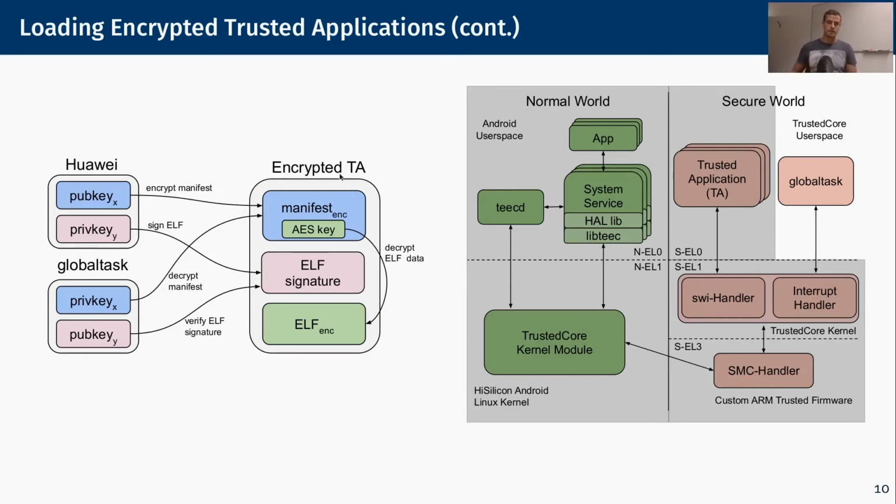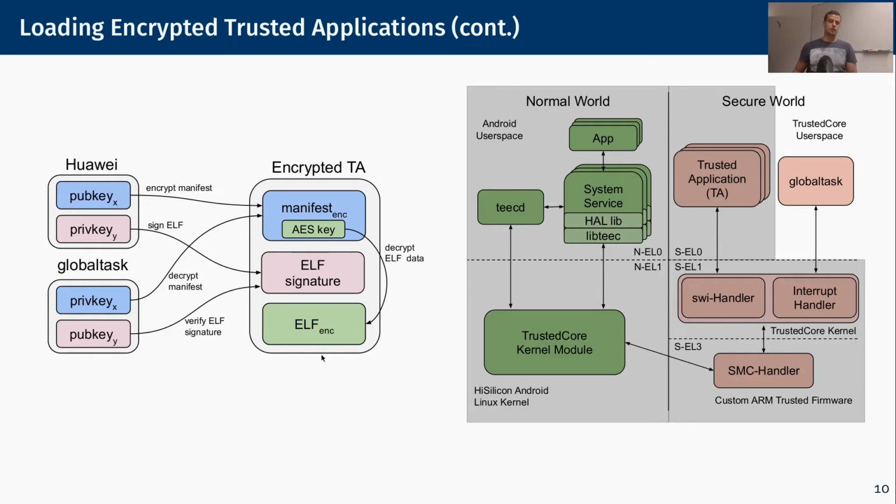So as you can see here, one of these encrypted trusted application consists of 3 major parts. One of them is this encrypted manifest you can see here. Then there's an ELF file signature, and the ELF file the signature is for is down here in this green box, and it is there in an encrypted form.